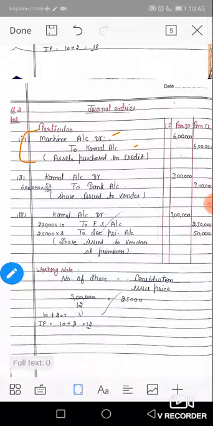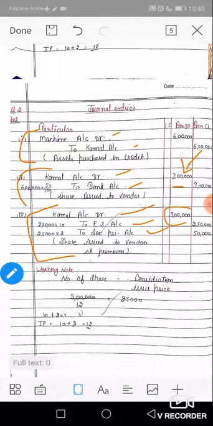Machine account debit to Kamal 6 lakh rupees. 50% payment by check, so Kamal account debit to bank 3 lakh rupees. 50 lakh into 50%, 6 lakh into 50% is 3 lakh. So balance 3 lakh. Balance 3 lakh paid in the form of share capital. Kamal account debit to share capital, to security premium.